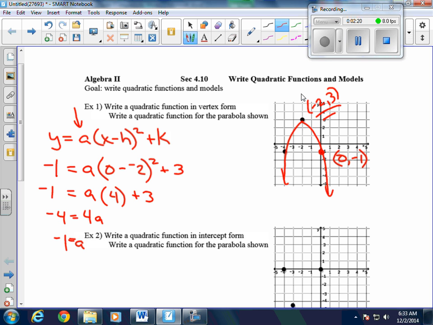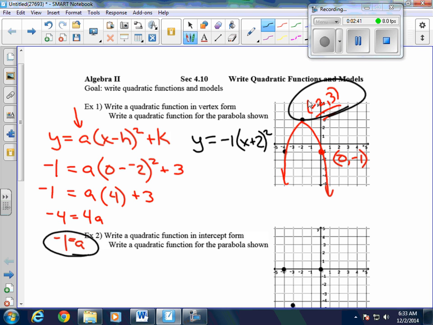So now we're going to plug in the data that we know. We have that the a value is -1. We have (h, k) right here. And so that's all we need to write our equation. So it's going to be y equals -1 times (x plus 2) squared plus 3. And there is the equation of our graph on the right in vertex form. So again, remember, we have to know what vertex form is to be able to write it. And so there's our equation in vertex form.